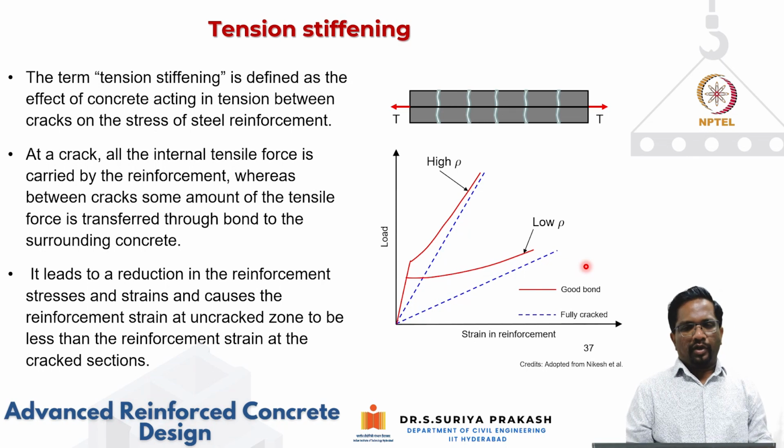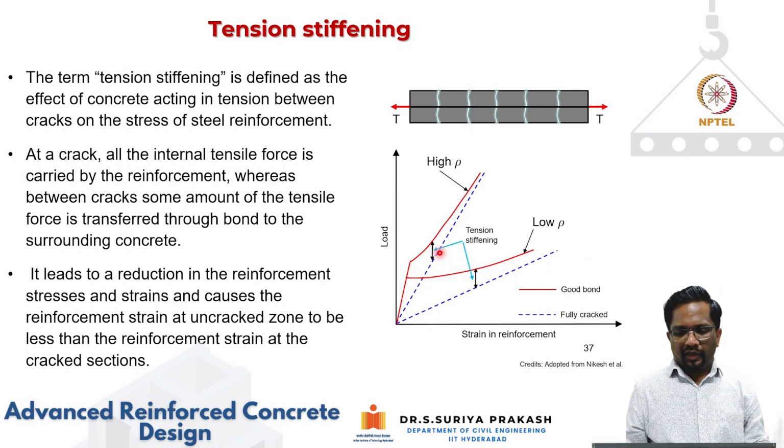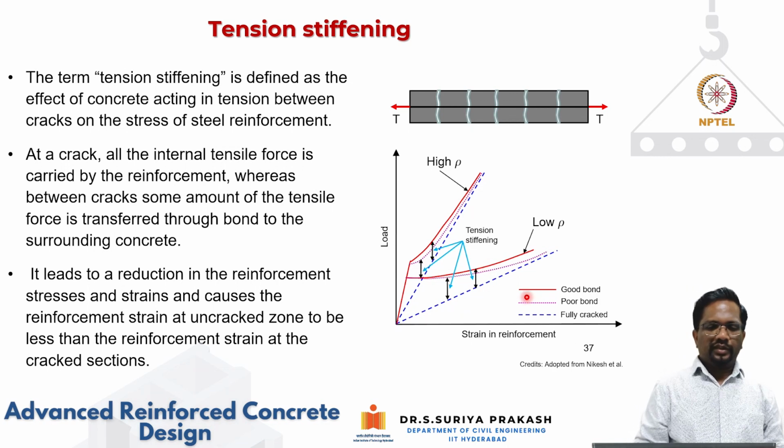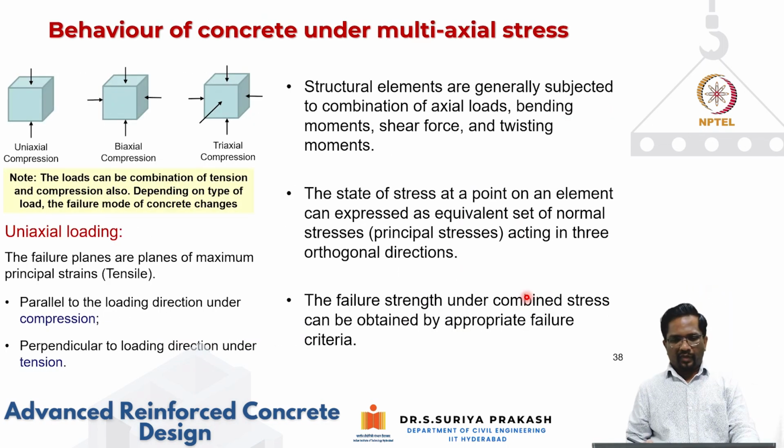Now, depending upon how good the bond is, the increase in load resistance offered by concrete is what we call tension stiffening. So if you have a very poor bond between the steel and the concrete prism, then the effectiveness of concrete in transferring the tension is going to be less. So you end up with a slightly lower curve than this red color curve. Okay, so this is called tension stiffening.